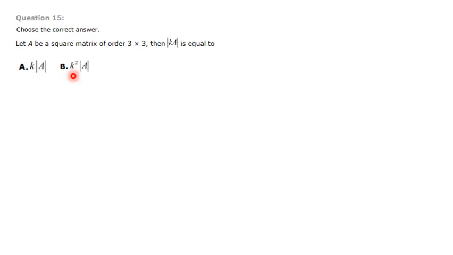Question number 15. Choose the correct answer. Multiple choice question. Let A be a square matrix of order 3 by 3. Then determinant kA is equal to, four options are there. First one is k into determinant A. Second one is k square into determinant A. Third one is k cube into determinant A. And fourth one is 3k into determinant A.